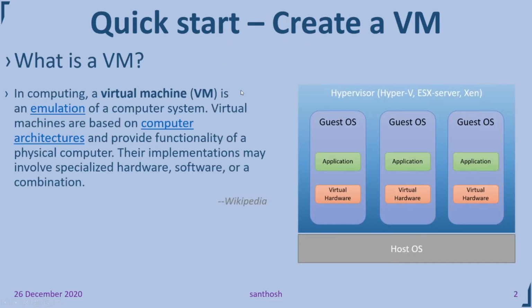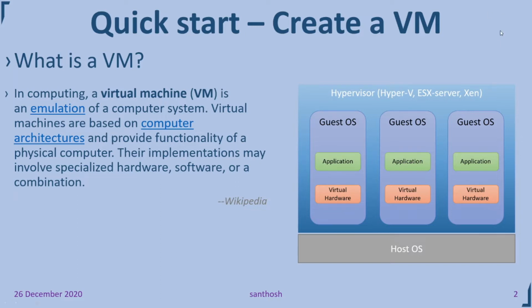Okay, what's a virtual machine? You might have wondered. Wikipedia defines a virtual machine as an emulation of a computer system. Virtual machines are based on computer architectures and provide the functionality of a physical computer. That is, both the hardware and the software of a physical computer can be emulated in a virtual environment.